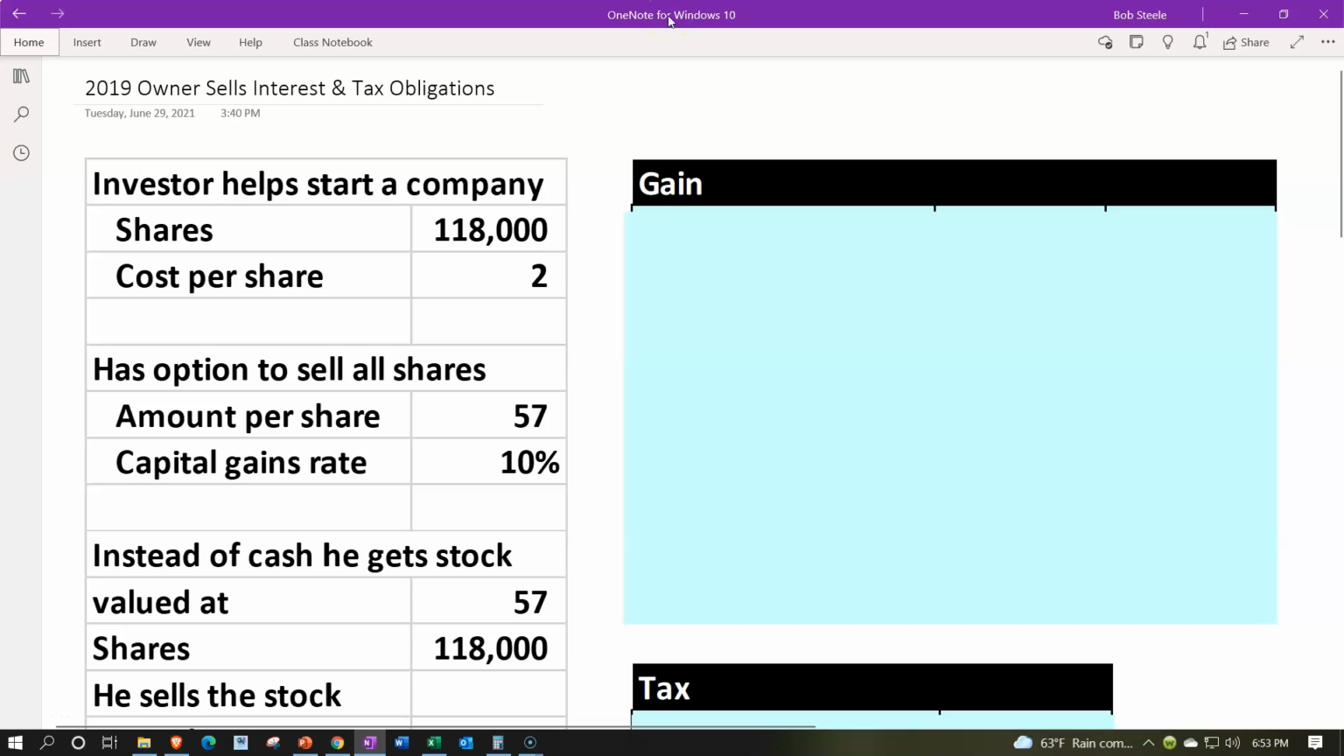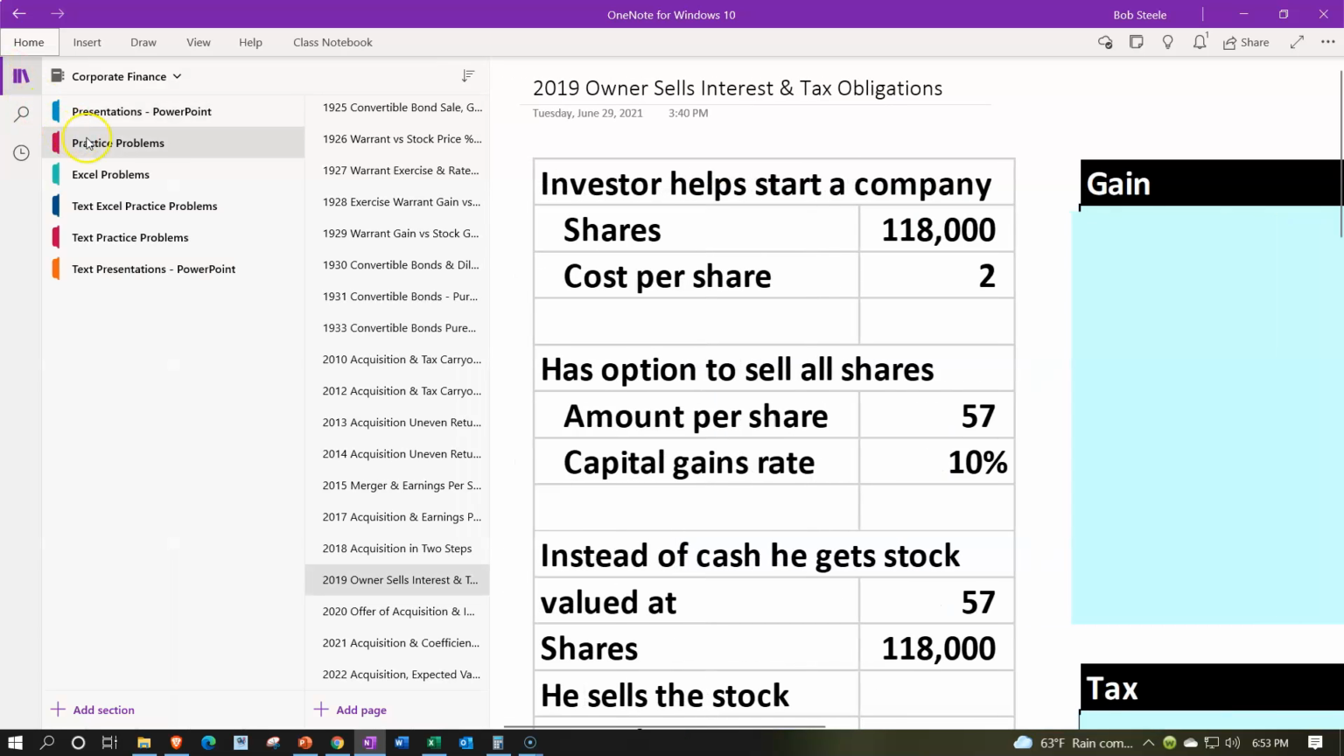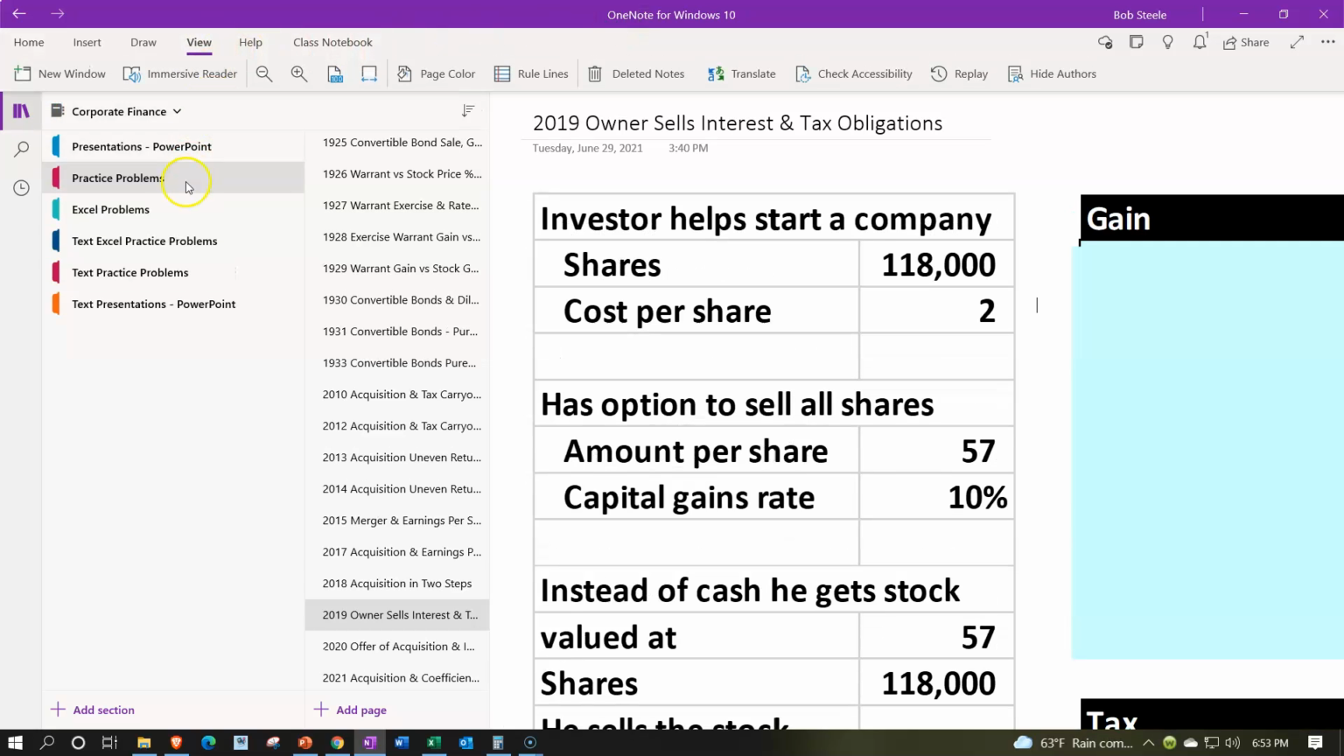Here we are in OneNote. If you have access to OneNote and would like to follow along, you're not required to, but if you would like to, we're in the icon on the left-hand side, the Practice Problems tab, down in the 2019 Owner Sales Interest and Tax Obligations tab. Also note, when using OneNote, look at the Immersive Reader tool. Our presentations will also be in the text area with the same name, same number, but with transcripts. Transcripts can be translated into multiple different languages and either listened to or read in them.